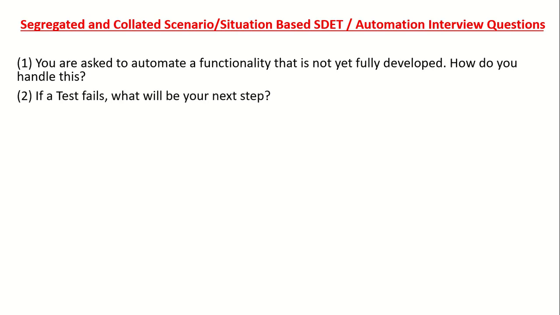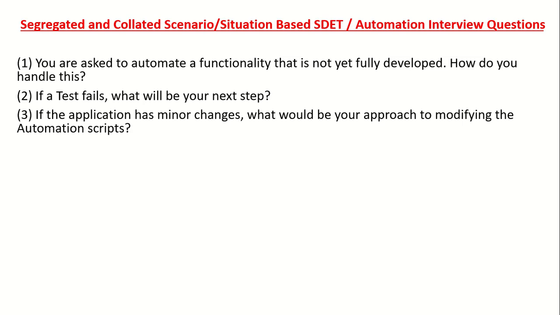And then the second question comes: if a test fails in a particular situation, what will be your next immediate approach, or what's going to be the next immediate step that you take? If the application has minor changes, what would be your approach to modifying the automation script? That would be your third question.